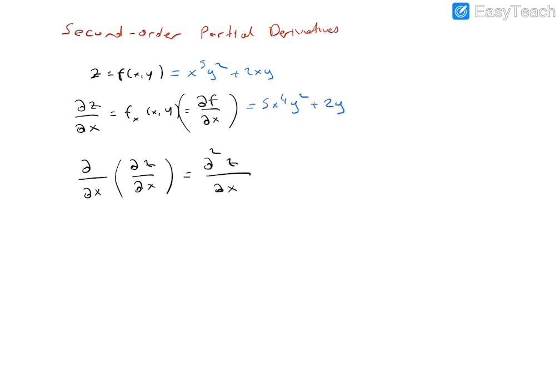And here we calculate the derivative of this function with respect to x again. This function is 5x to the power 4 y squared plus 2y. So y squared and 5 are constant, and the derivative of x to the power 4 is 4x cubed. So 5 times 4 times x cubed y squared. 2y is constant, so this is 0. So 20x cubed y squared is the second derivative of f with respect to x and x.